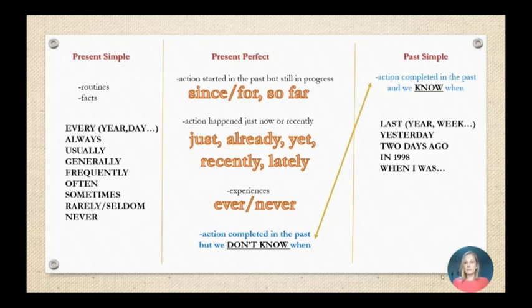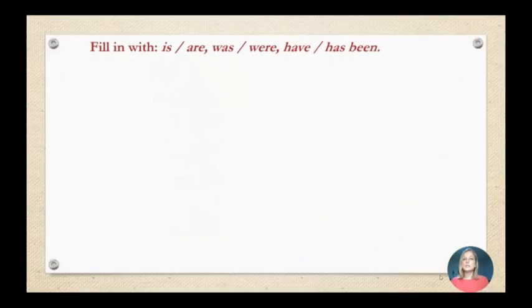And another difference between present perfect and past simple is when we talk about experiences. When we talk about experiences, we use present perfect to state our experience, and we usually use ever and never with it. But when we want to know more details about these experiences, we use past simple. Now let's practice. You can see here that your task is to add is, are, was, were, have, or has been. But let us see the sentences.